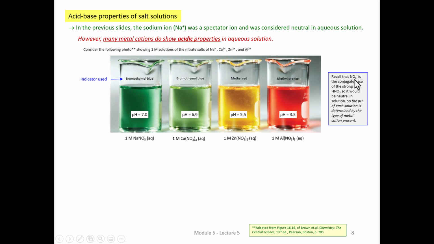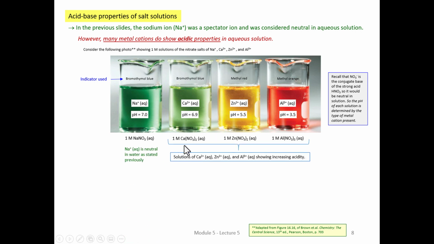Now again, recall that nitrate is a conjugate base of the strong acid nitric acid, so it would be neutral in solution. So the pH of each solution here is determined solely by the type of metal cation present. So the sodium ion appears to be neutral, which is what we said it was in previous slides. The calcium ion, a little higher charge, barely acidic. Zinc, also a 2+ ion, is noticeably acidic. Aluminum, which is a 3+ ion, is really pretty acidic in water.